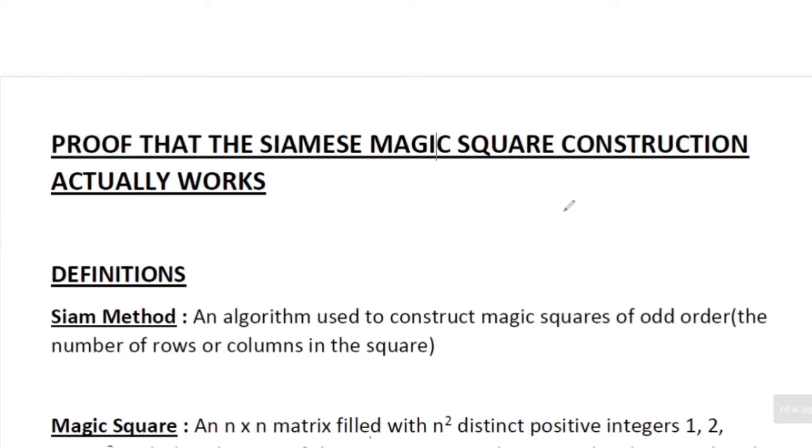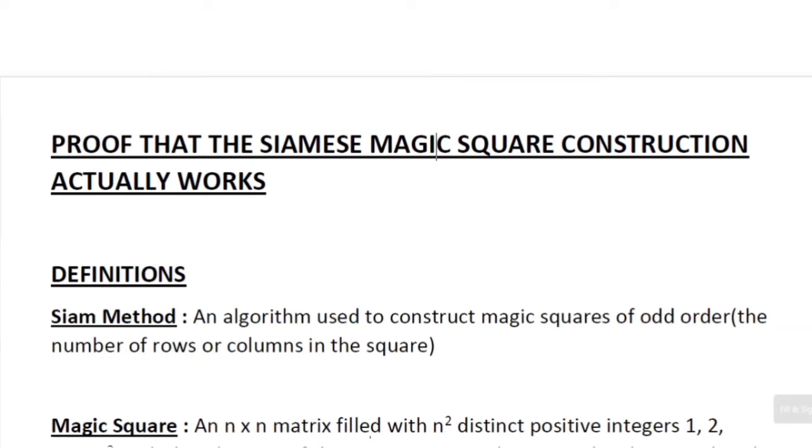This age-old algorithm, which helps us in constructing magic squares of odd order, is called the Siamese algorithm. And order is basically the number of rows or columns in a square. This is an introductory video to the actual proof of the magic of the Siamese method of construction. In this video, we are going to see some basic terms and facts which we shall use in later videos in the proof. So let's start.